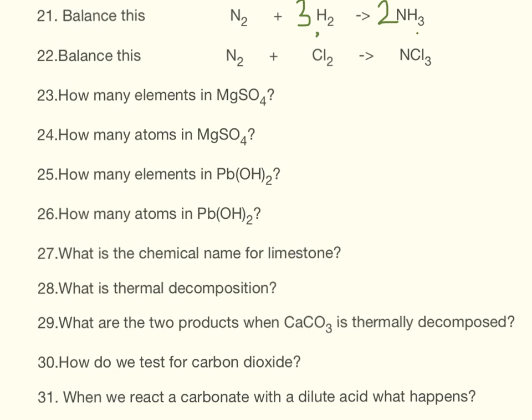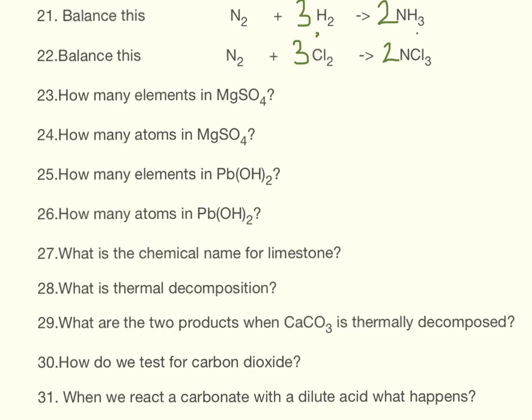The next one, again, is a touch more complicated. We have 2 nitrogens and 1 nitrogen over this side. So exactly the same, I'm going to pop a 2 in front of the nitrogens here. Now we have 6 chlorines over this side and only 2 over this side. So I'm going to pop a 3 in front of there.